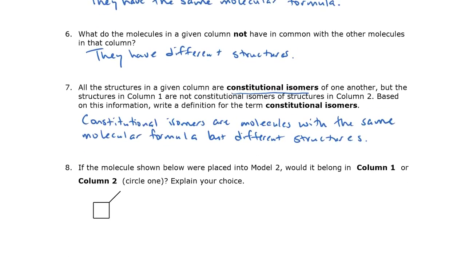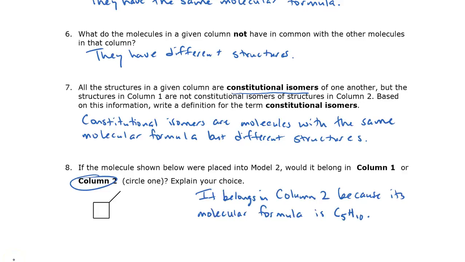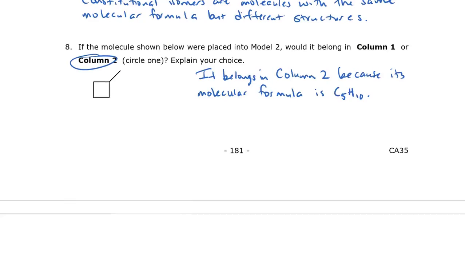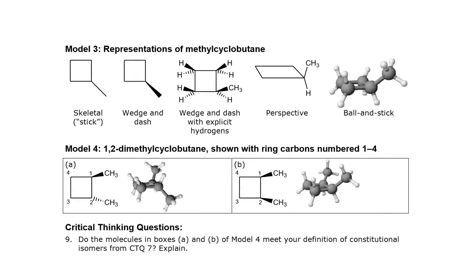So let's apply that. If the molecule shown below were placed into Model 2, would it belong in column 1 or column 2? Circle 1 and explain your choice. Pause now. So did you determine its formula? That would be the way to go about this. If you determine its formula, you find out it has 5 carbons and 10 hydrogens, so therefore it belongs in column 2. All right, let's move on with Model 3.